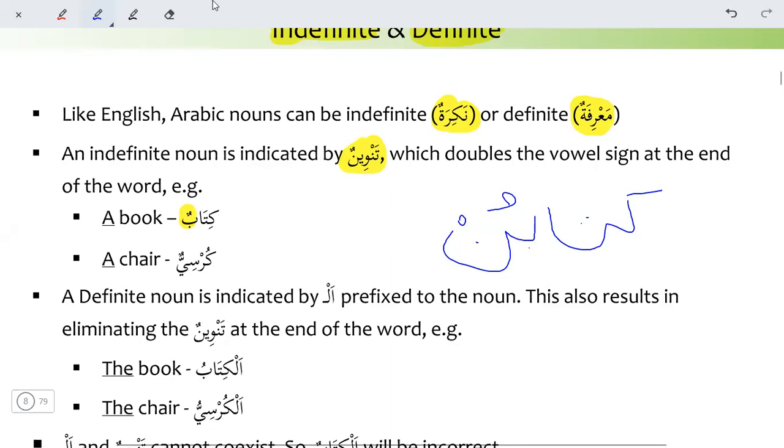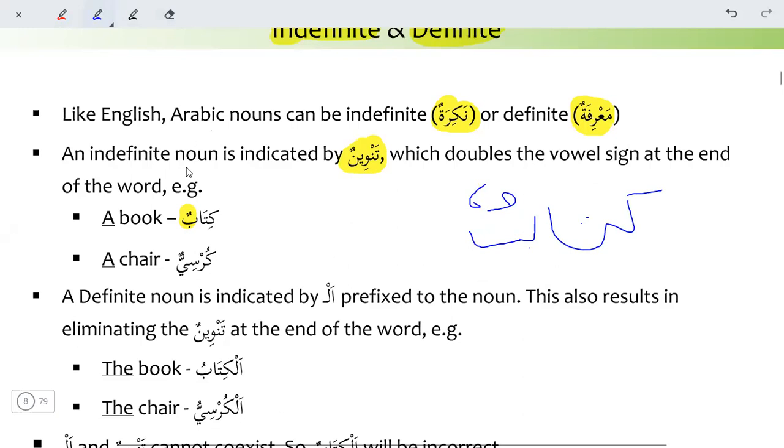And what do we do? We eliminate the tanween, we eliminate the noon sakin, and we double the vowel. So this is kitabun.